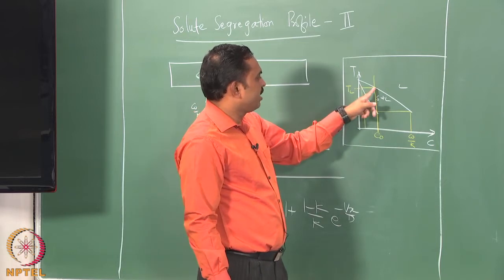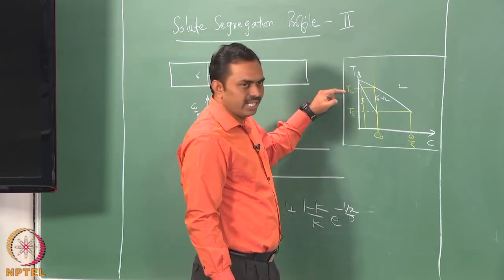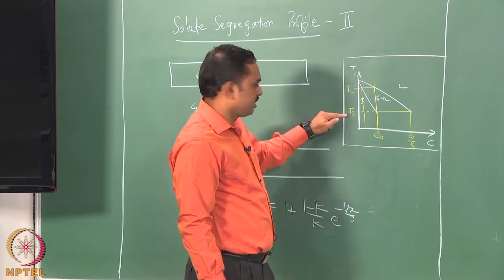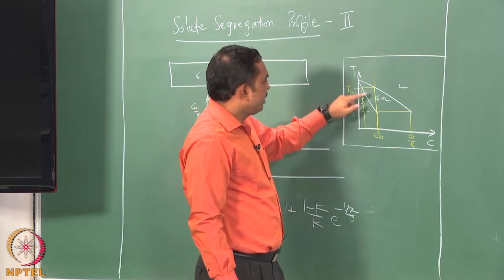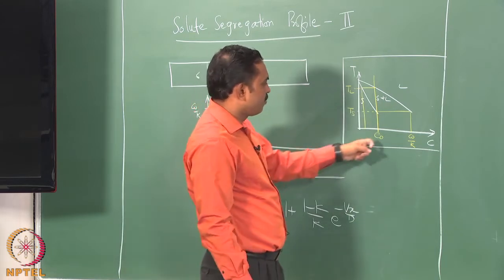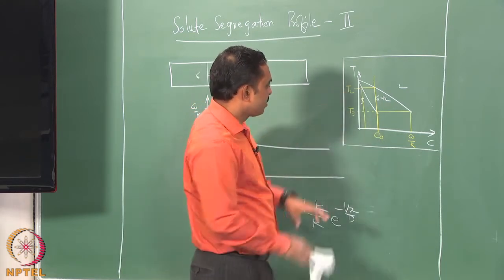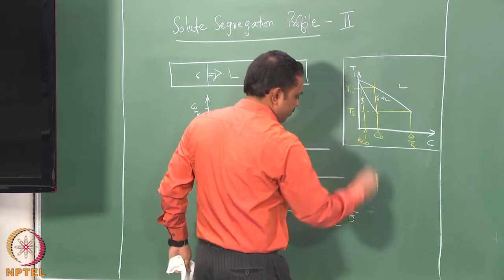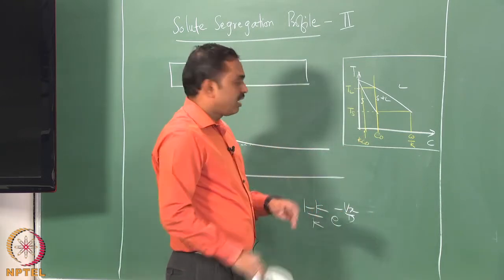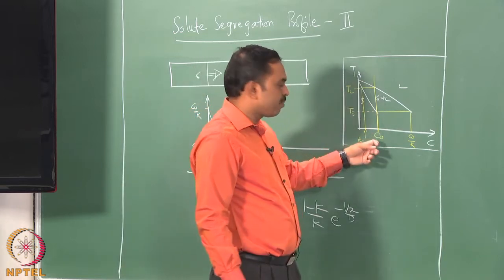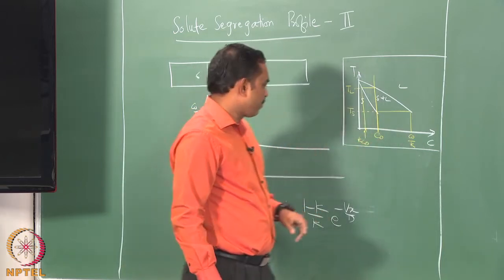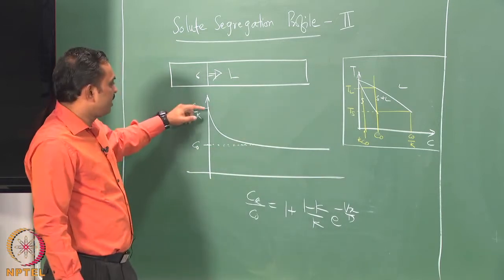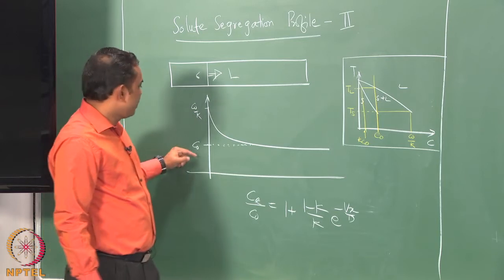Where we hit the liquidus, that is the temperature we are calling TL, and where we hit the solidus, we are calling it the solidus temperature. The first solid to form for a composition of C naught is K C naught, and the last liquid to solidify from an alloy composition of C naught will be C naught by K. We have seen already that in this profile the maximum composition at the interface is C naught by K, and far away it is C naught.